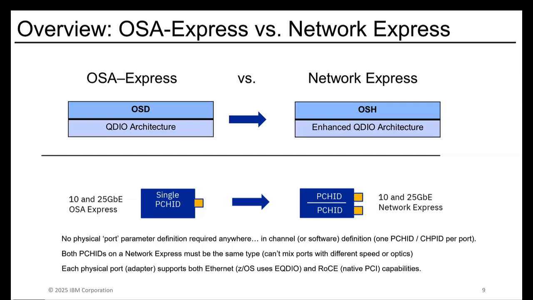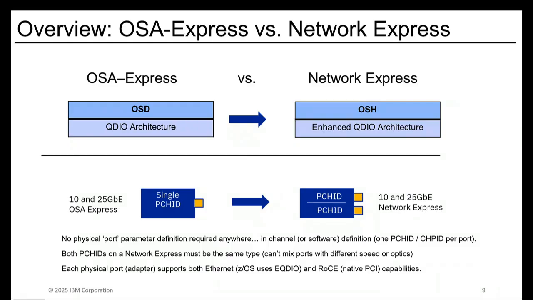So big picture, let's look at the comparison. On the left, you'll see OSD. It uses QDIO architecture versus the right. You'll see Network Express. Its channel type is OSH, and it uses EQDIO architecture. On the left, when we had 10 and 25 gig OSAs, it was a single PCHID with a single port. But on the right, when you get a Network Express feature, it will have 2 ports, but you have to view them as you manage them, as the card is managed as 2 logical PCHIDs.